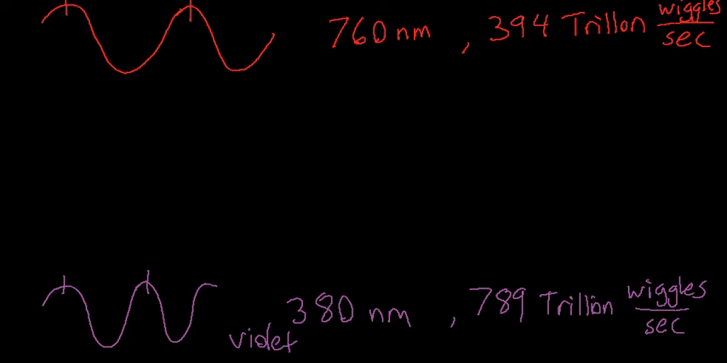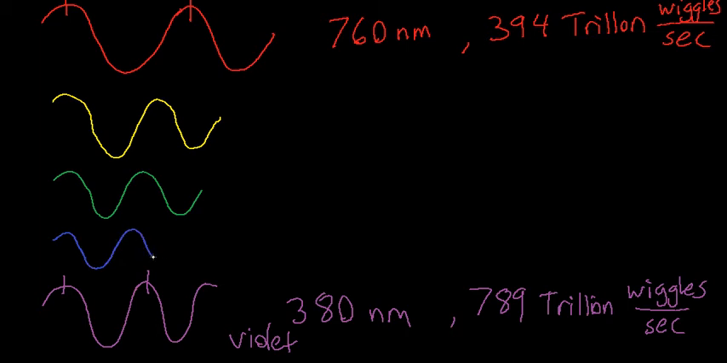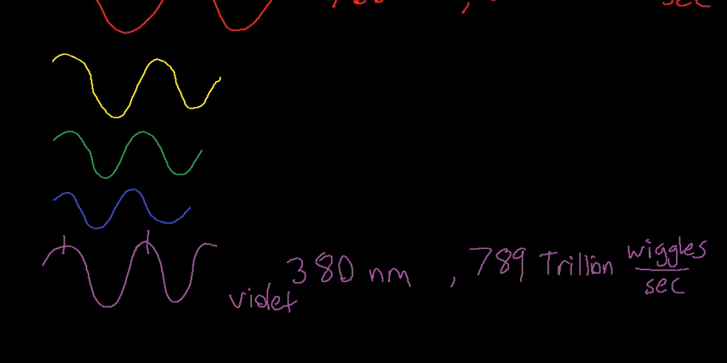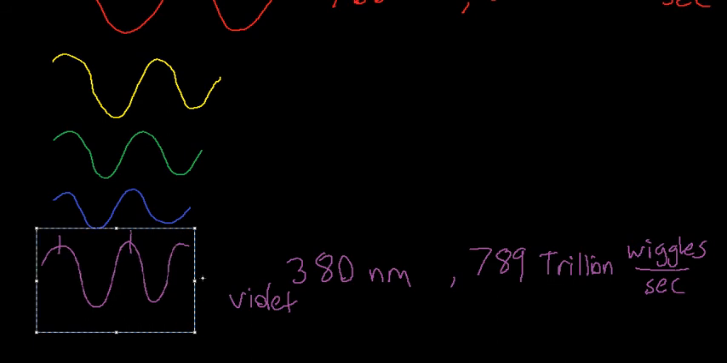Let's go ahead and do more colors so you can get a feel for what it is that your eyes are actually seeing. It looks like my artwork is not failing me, except the violet light is a bit too stretched out. Let me go ahead and fix that. Violet light has the shortest wavelength.